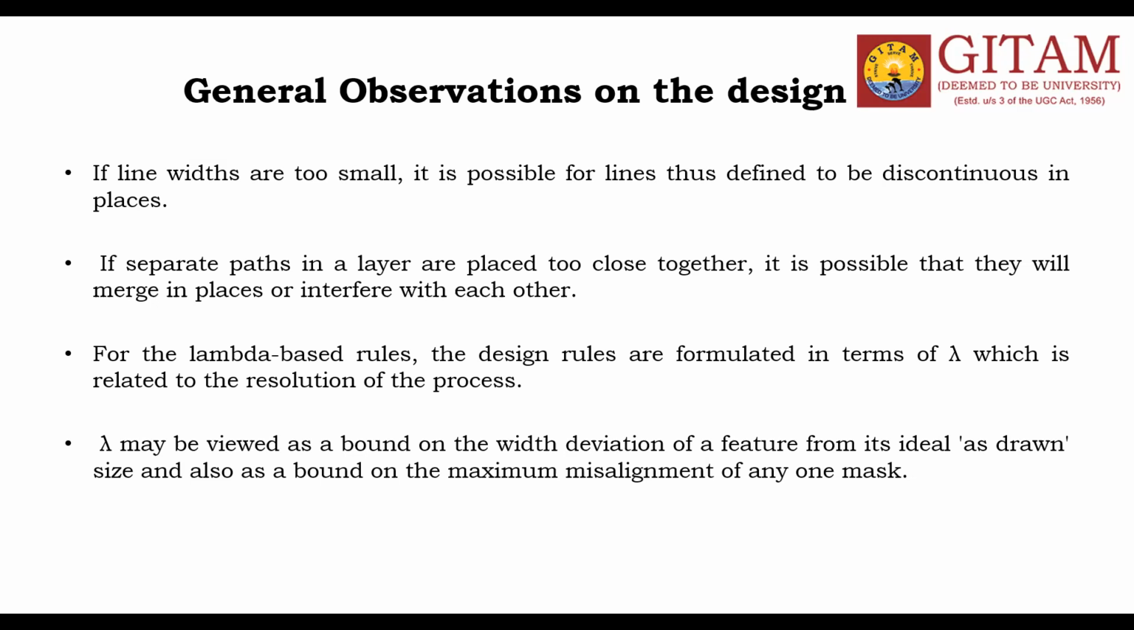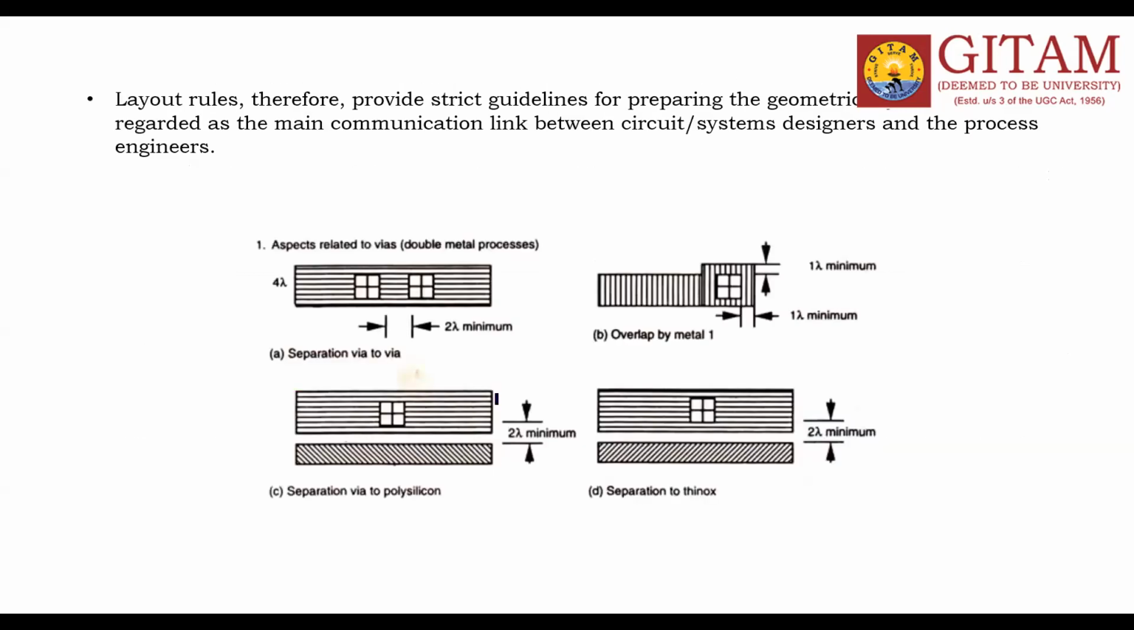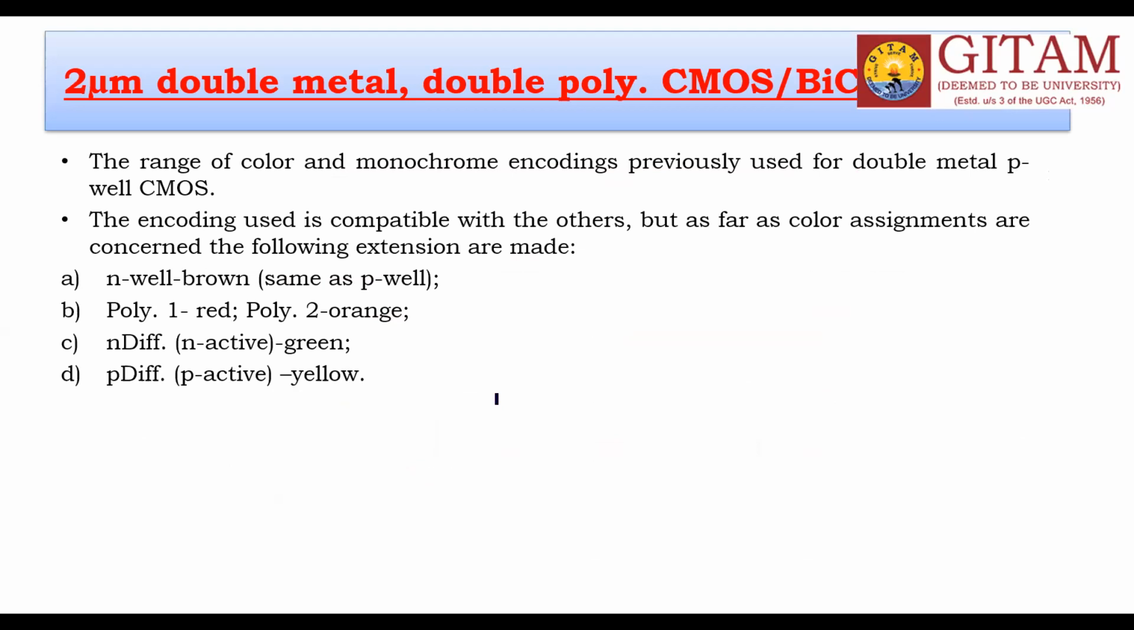And for the lambda based rules, the design rules are formulated in terms of lambda, which is related to the resolution of the process. So lambda may be viewed as a bound on the width deviation of a feature from its ideal as drawn size, from the maximum misalignment of any one mask. Everything is already discussed. Now come to the micron, 2 micrometer design rules and 1.2 micrometer design rules.